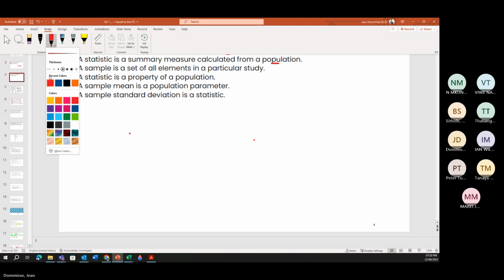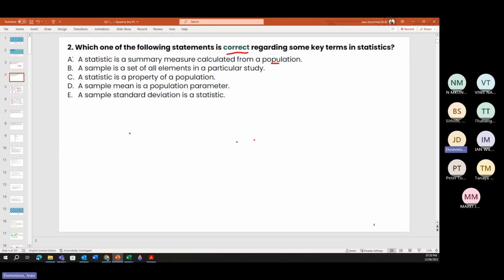So if I ask these two in the exam, I'll be very confused because it seems very similar, but there are a few things that are different. A sample is a set of all elements of a particular... Okay, so now that one is wrong because it should be a population. So just some of the options have been tweaked a bit.